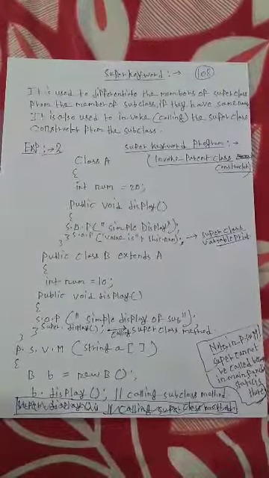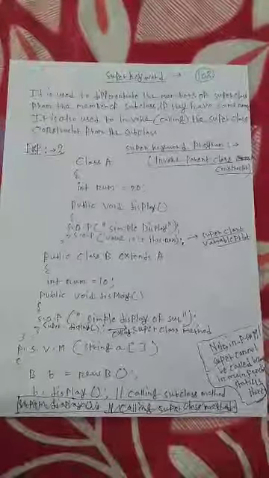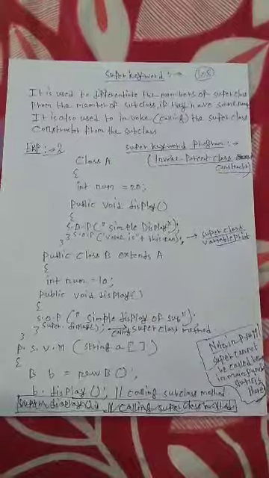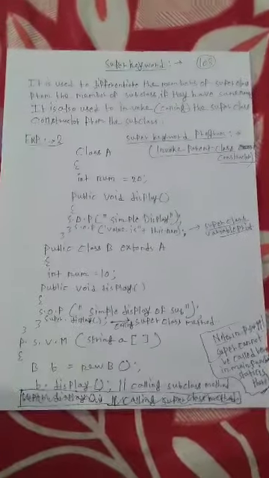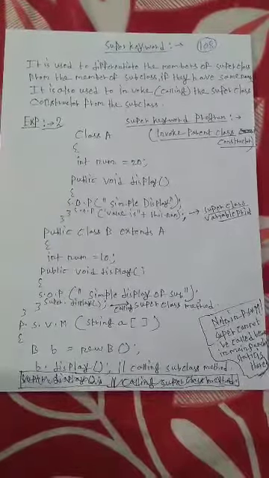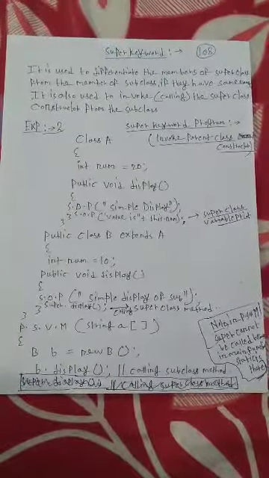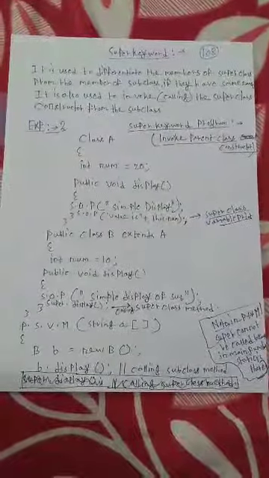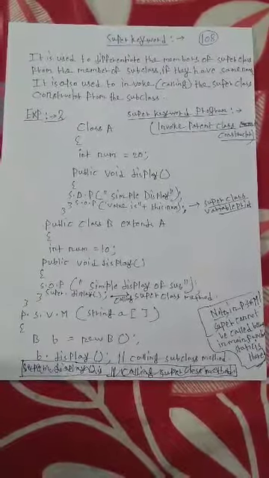Here integer type number is assigned equal to 10, and public void display, where a simple display of the subclass function, and super dot display calling the superclass method. Public static void main. And from B, for this B we can create an object, B is equal to new B constructor, the default constructor. So b dot display is when you are calling the subclass method.